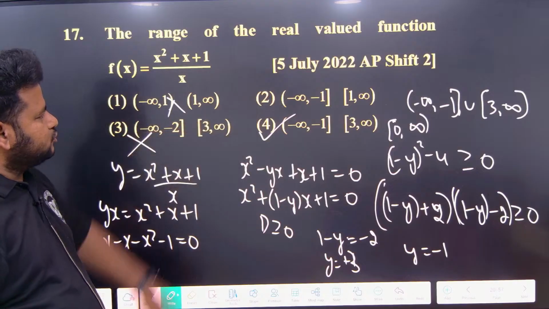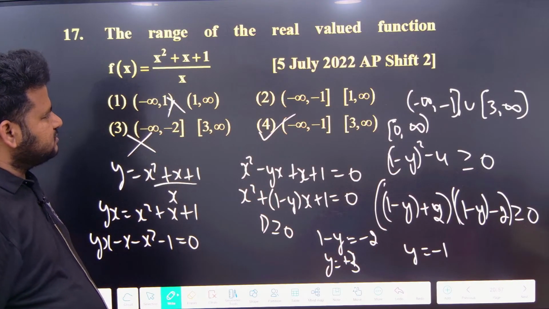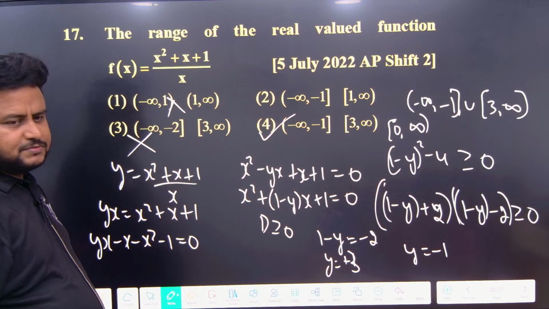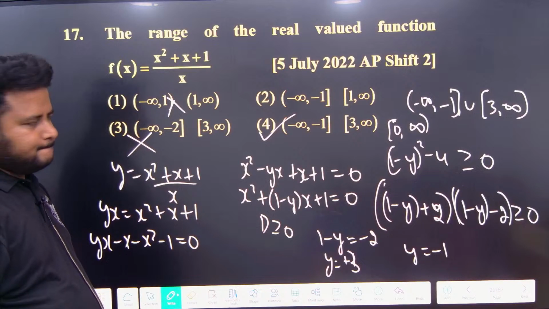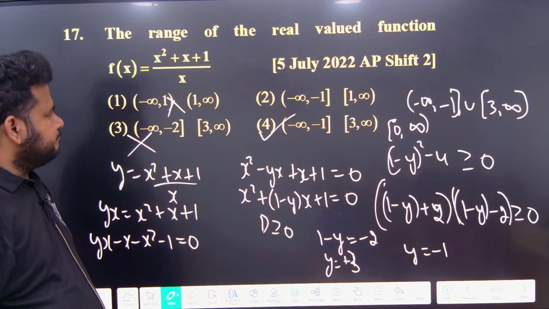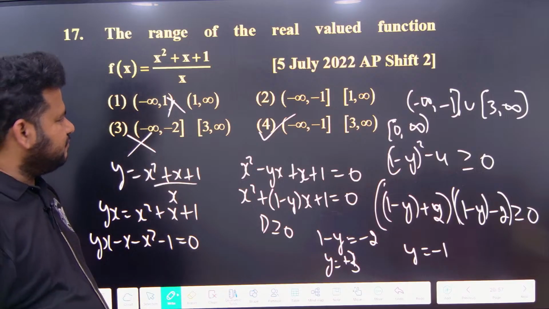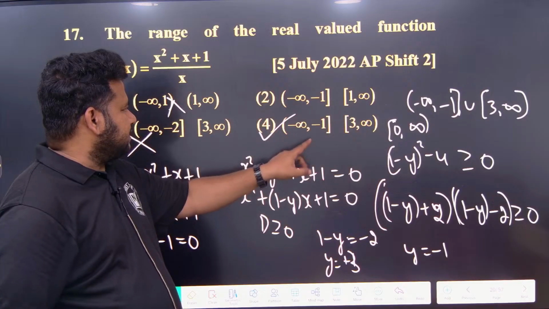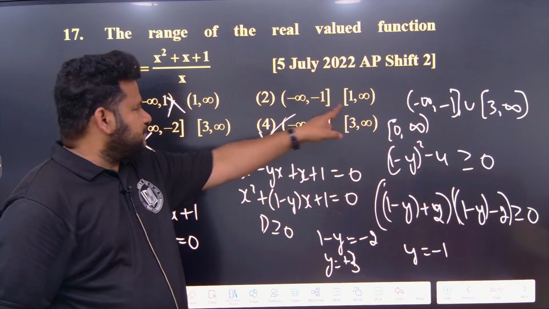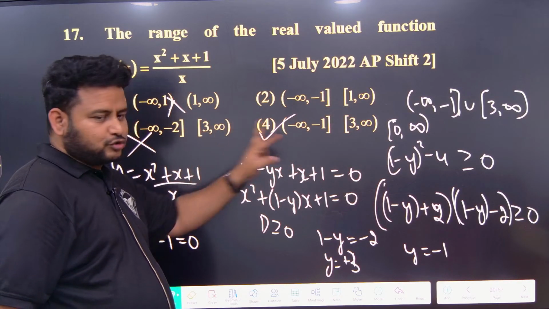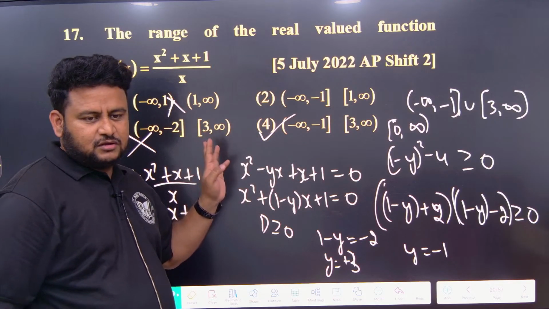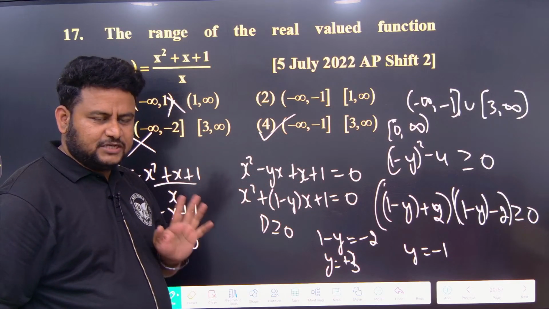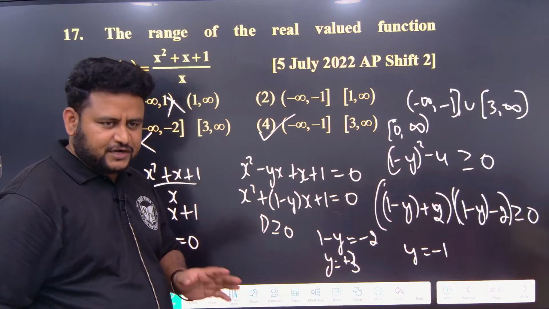Out of these two, what method can I use to choose between them? Here 3 is there, but here 1 is there. Here 1 is a close bracket, here an open bracket, but here 3 is both close bracket. So I can go with the fourth option. Understood?